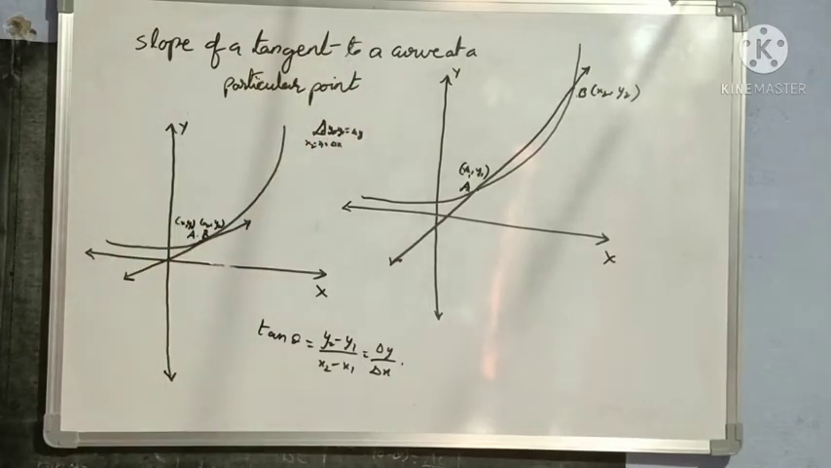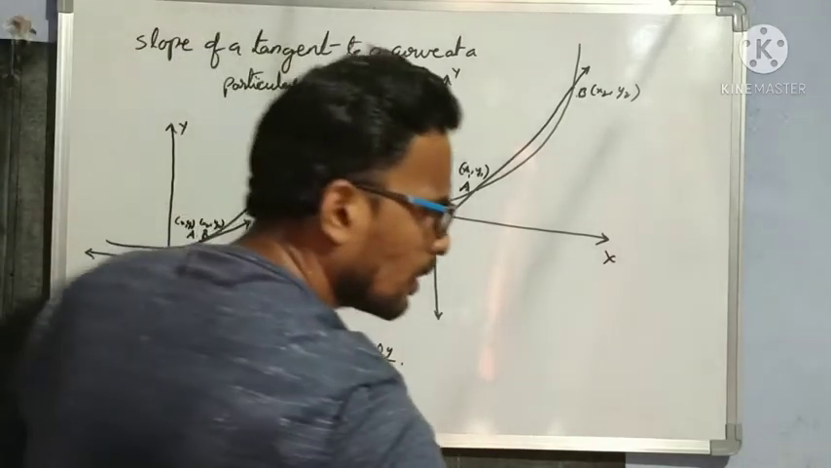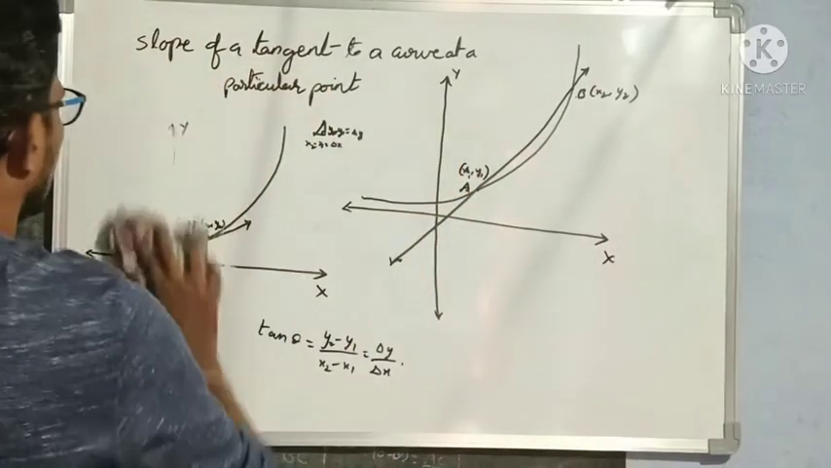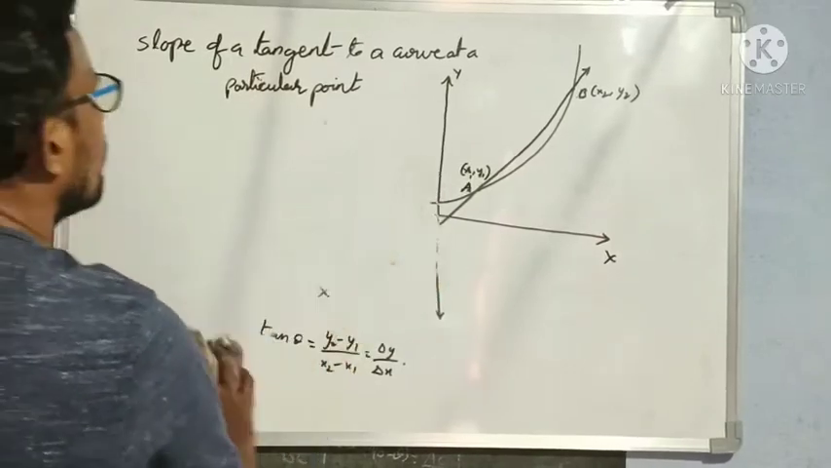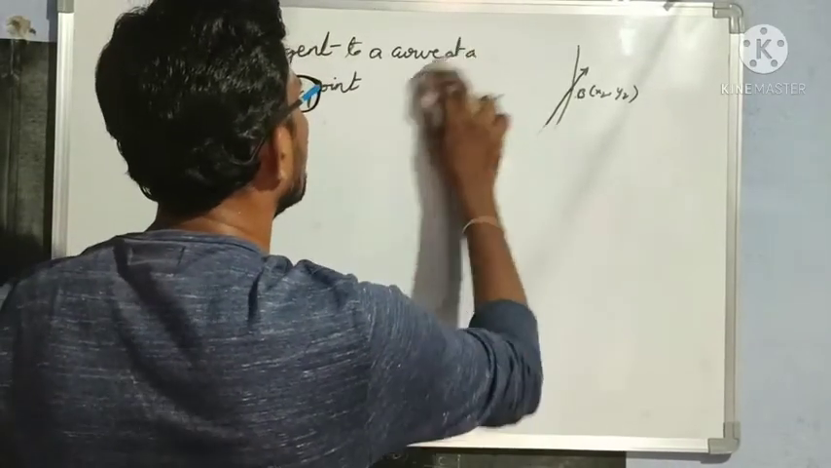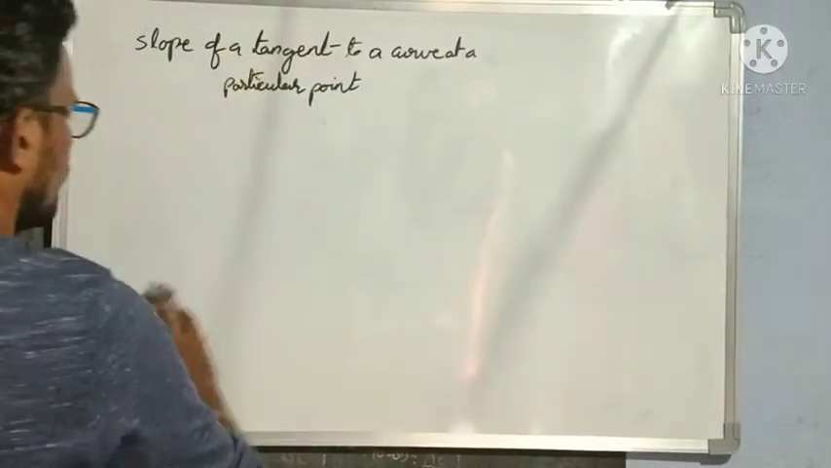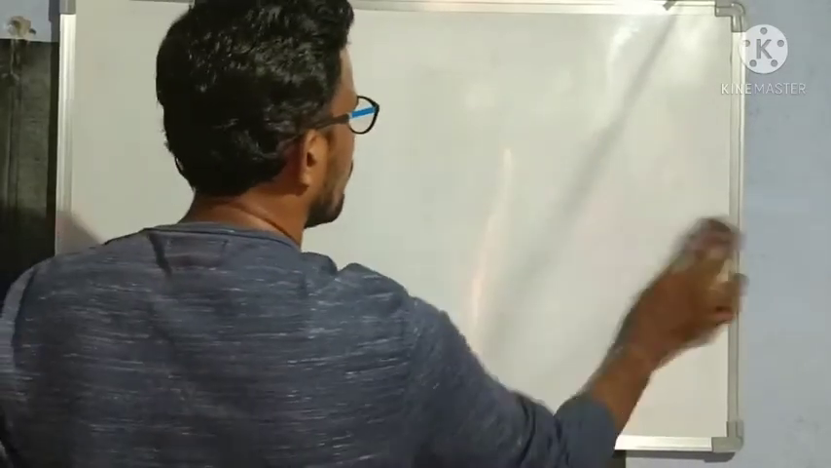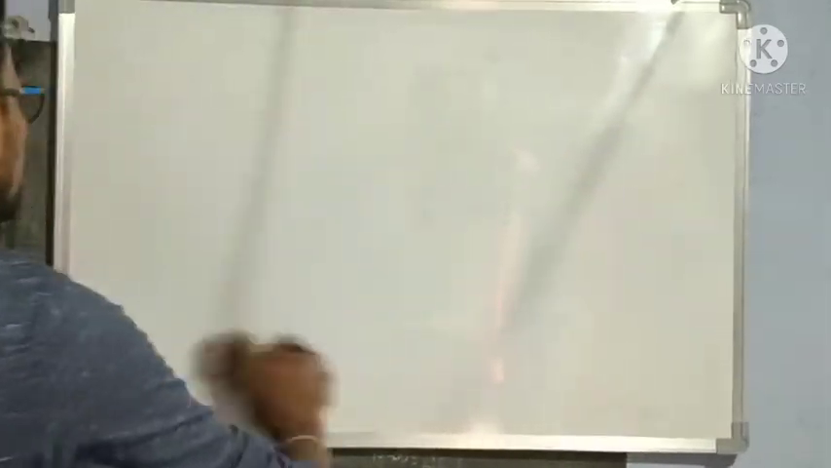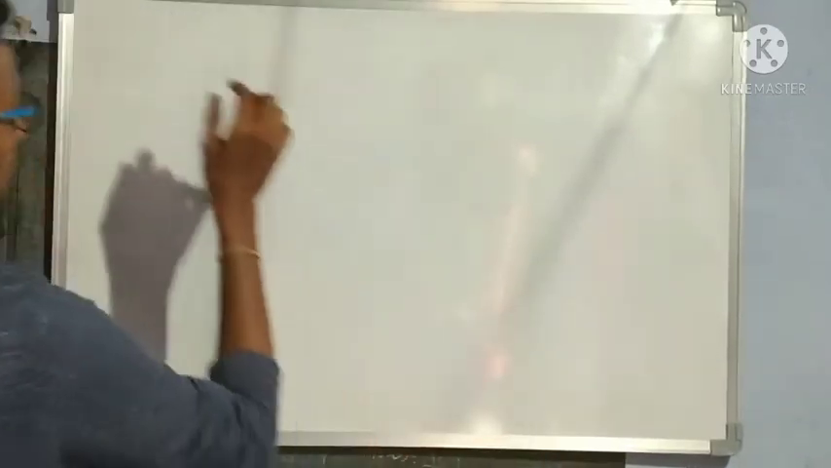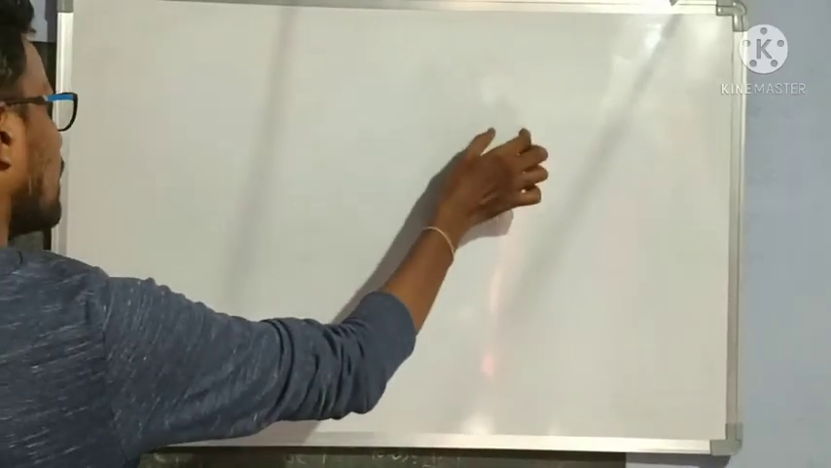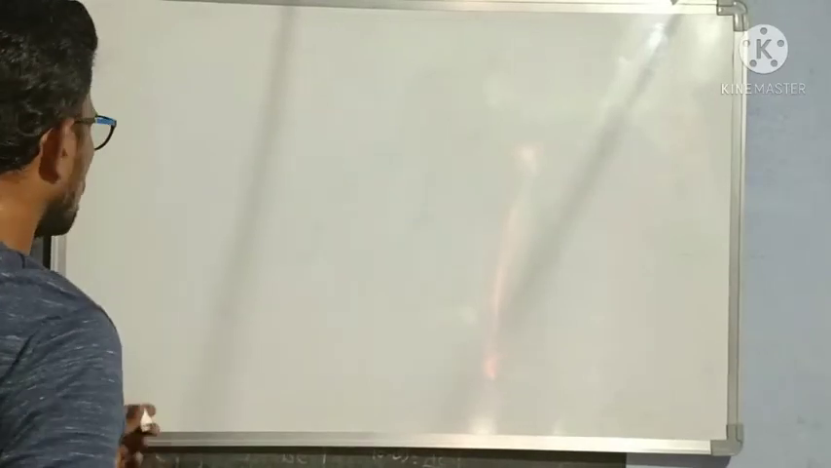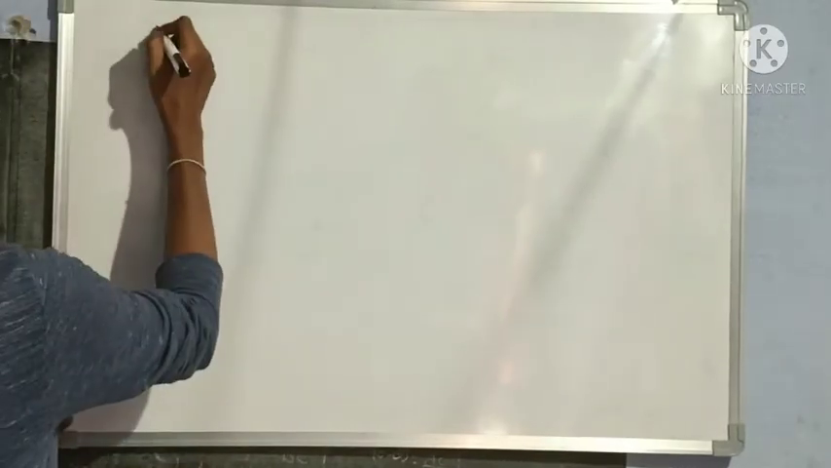Clear? This is how we have to find out the slope of a tangent to a curve at a particular point. This is the very basic explanation about finding the slope of a tangent to a curve at a particular point. Okay. After this, let us see some standard derivatives. I hope now everybody understood what differentiation is. Differentiation is nothing but finding the slope of a tangent to a curve at a particular point. Okay. So now let us see the standard derivatives.